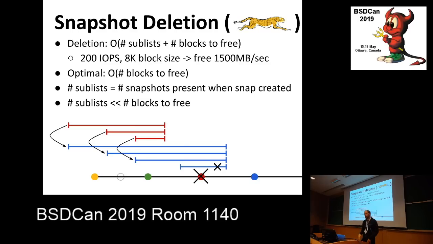So now, in terms of performance, when we delete it, it's going to take time proportional to the number of sublists, because we have to append them to the other ones, and time proportional to the number of blocks to free, which is, remember, the goal. So in practice, you can see this is going to give us much, much better performance, 1500 megabytes per second with these assumptions, compared to being able to write at about 200 megabytes per second. So finally, snapshot deletion is not your bottleneck. And typically the number of sublists is much less than the number of blocks to free, so we can sort of ignore that. We'll get back to that later.